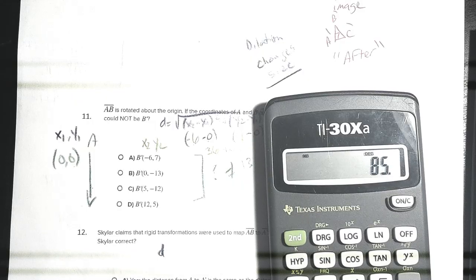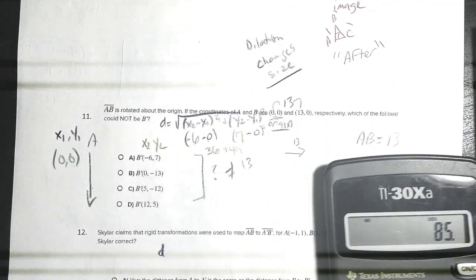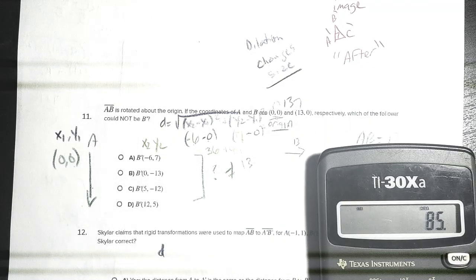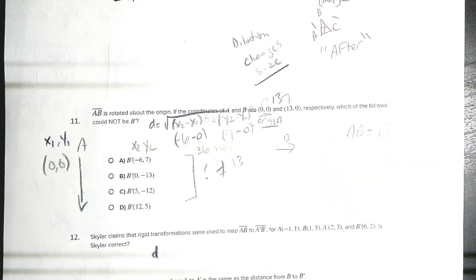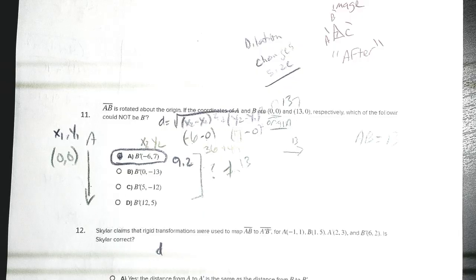That equals 85. Now remember, that's the square. We need the square root, remember, we square both of these. So the square root of 85 is 9.2. I could tell you this is the answer, but I want you to see why. This one equaled 9.2, and 9.2 does not equal 13, right?